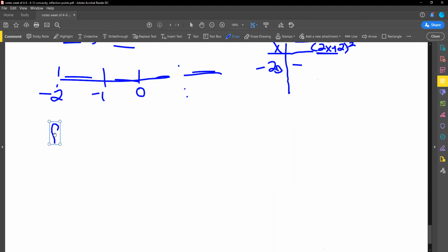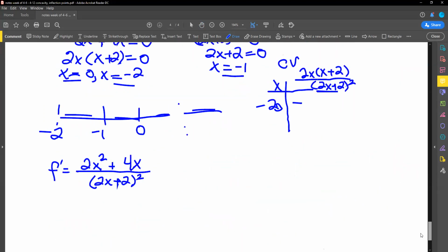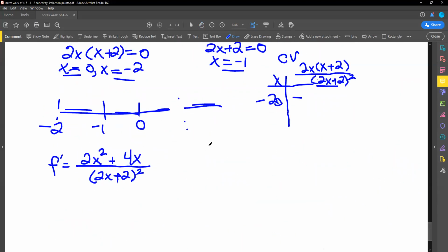All right, so f prime, this is where life gets fun. F prime equals 2x squared plus 4x, right? Over 2x plus 2 squared. This is where we're going to have to do a little bit of math when we do that second derivative. So I'm going to do the quotient rule. All right, so the top is 2x squared plus 4x. And the bottom is 2x plus 2 squared.